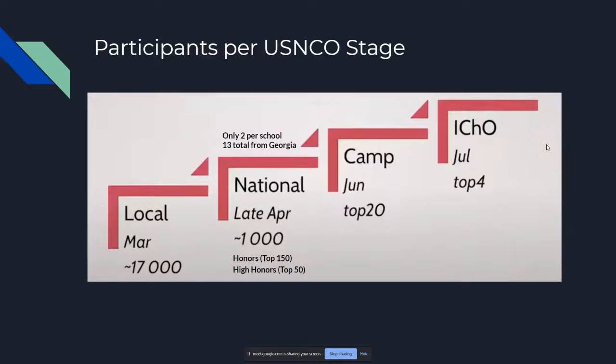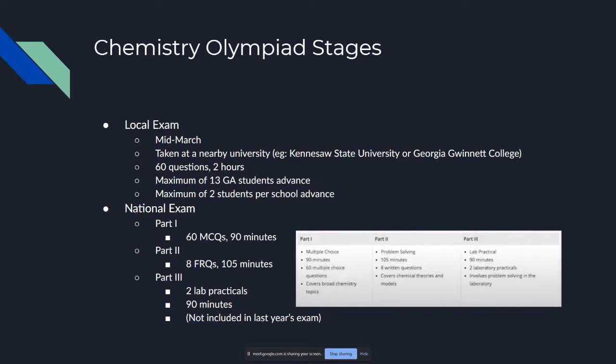a lab portion. I wouldn't really stress about the other parts until after you find out your results. If you make it to the national round, you have about a month and a half to prepare for that. And then that will determine if you make camp.